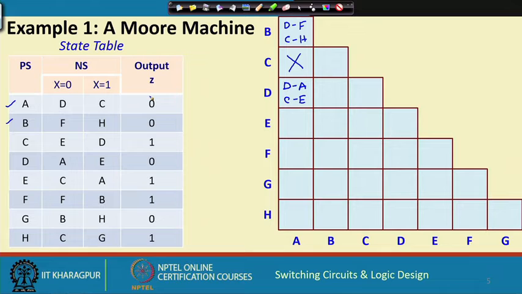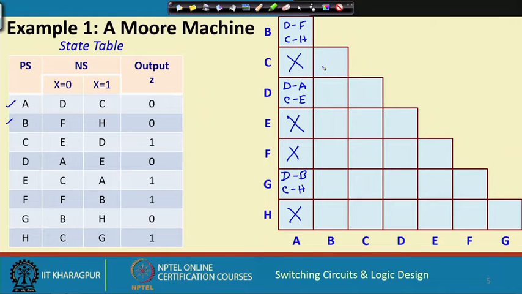A and E, again the outputs are different, 0 and 1, so there will be a cross. A and F, again the outputs are different, cross. A and G, the outputs are the same, D B, C H. Then A and H, again the outputs are different, 0 and 1, so a cross. So, like this you will be filling up all the cells.